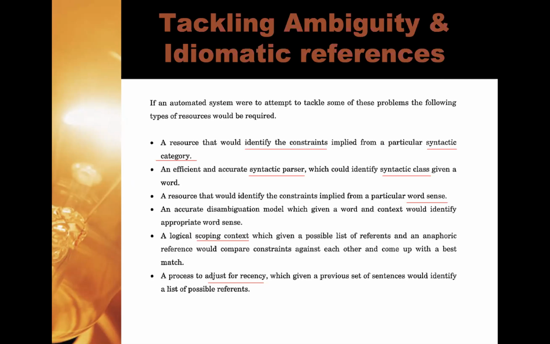Mm-hmm. And so this next slide is talking about taking ambiguity out of the language and these idiomatic references. And so this is just a reference I found that kind of talks about what would be required, right, in building a system to help remove that language ambiguity that we just talked about, right? And so here's some examples, right? In an automated system, how do we tackle this problem?